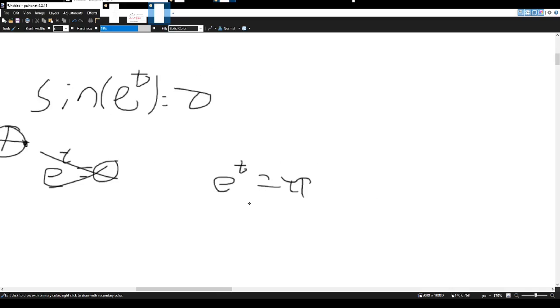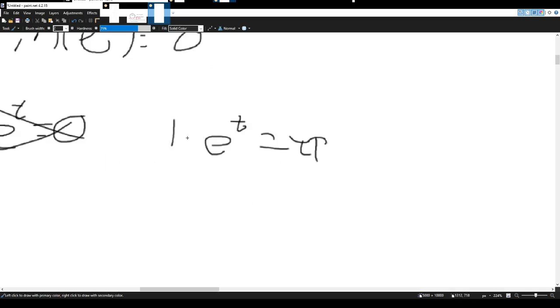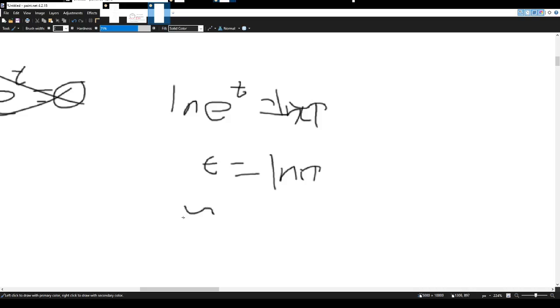This one, on the other hand, you would take the natural log of both sides, and it cancels out to just be t equals natural log of pi. Now let's see if this is viable. What is the natural log of pi? Any guesses? I'm guessing 1.2. 1.14.